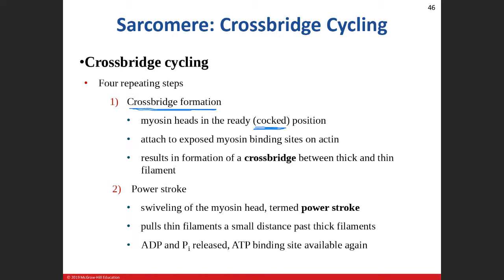Once it attaches to the actin, then in the next step we can undergo the power stroke. It's like if you've ever watched Westerns, the cowboys use a revolver to fire the gun, they have to cock the hammer back. So that's what we're seeing here. I'm going to come right back to this slide.